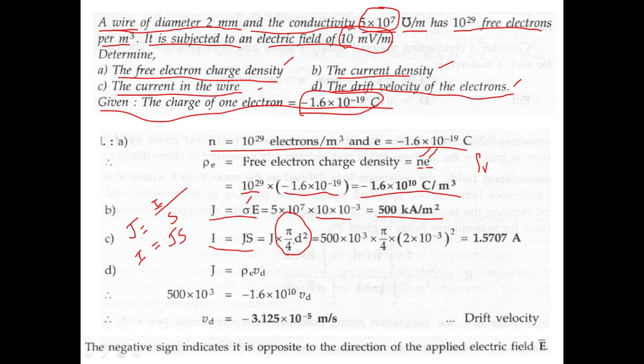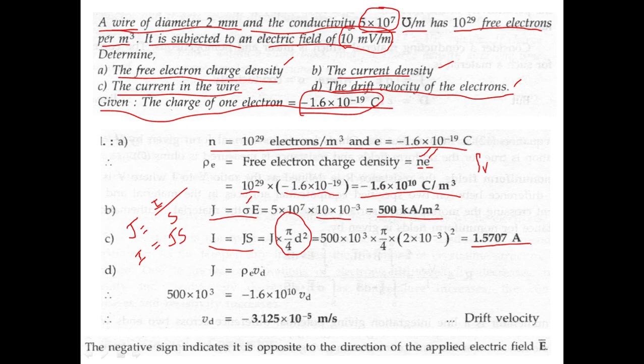So what will be the surface area? It will be pi r square. Since we have the diameter, how do we substitute for r? R will be d by 2. So d by 2 the whole square will be d square by 4. So pi by 4 d square. We know the diameter and we know J. So this is the current flowing through the wire, right?